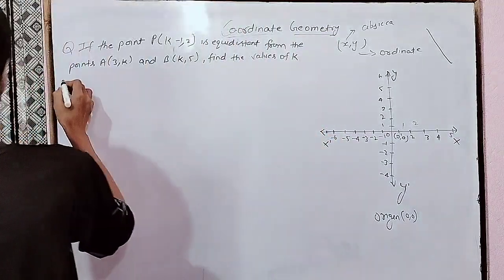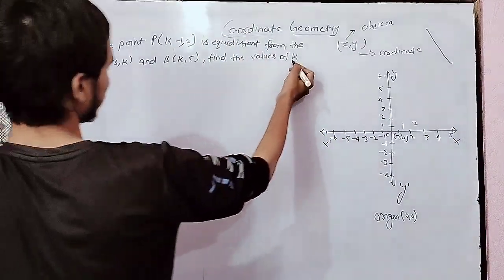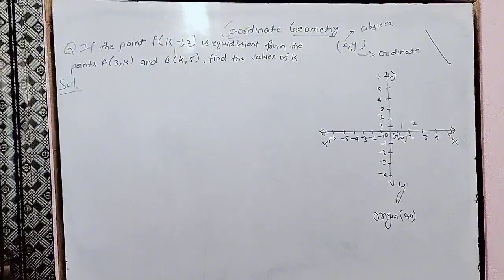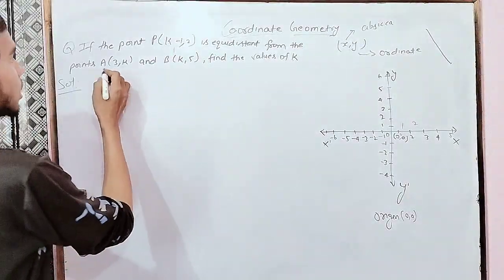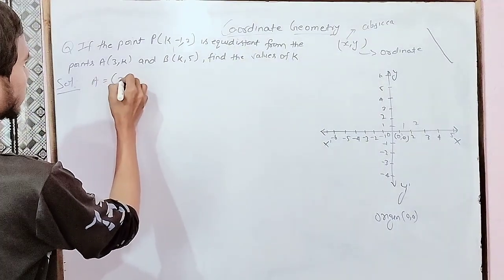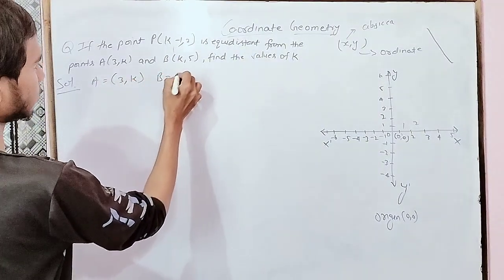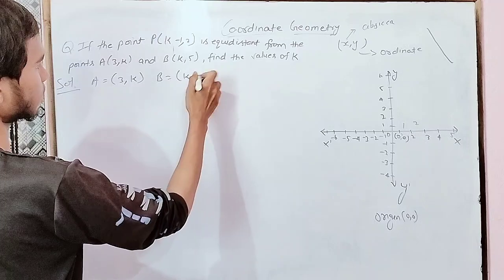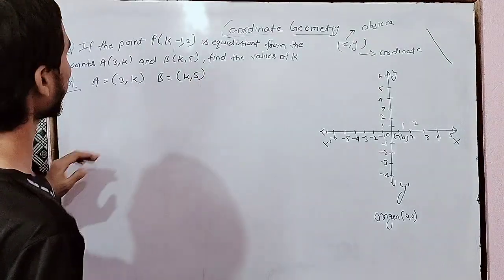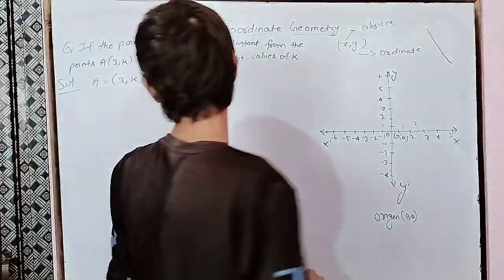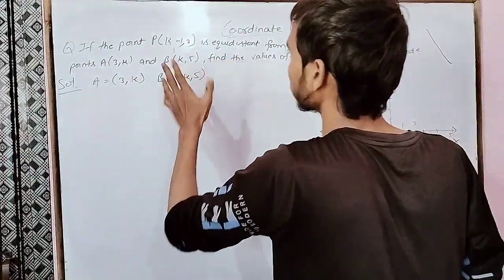We have this question. We are going to find the values of k. Values of k. Now here, let's start. Here A is how much? A is 3, k, and B is how much? K, 5. Now P is coming between these points, which is equidistant.